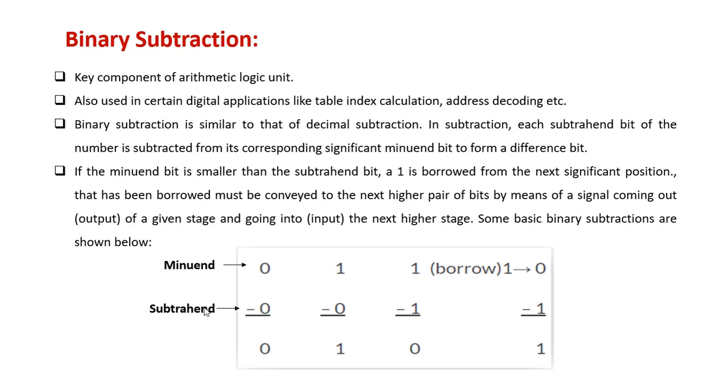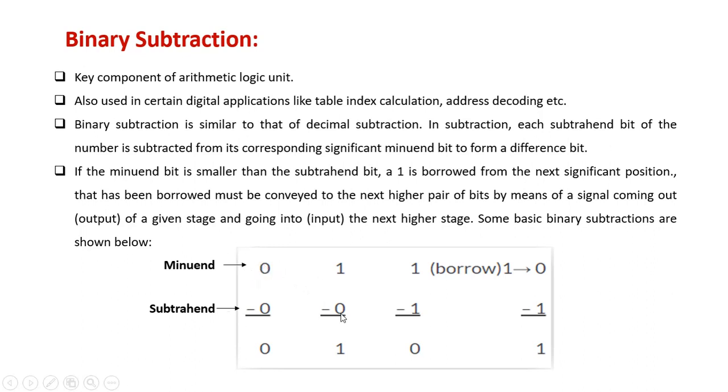Now, binary subtraction is similar to decimal subtraction. Like in decimal subtraction, we have a minuend, and from that we have to subtract the subtrahend. If this minuend is smaller than the subtrahend, then we require a borrow. Similarly, in binary subtraction, if the minuend is smaller than the subtrahend bit, a 1 is borrowed from the next significant bit. That means if at this stage we require a borrow, we will borrow it from the next significant position, and this borrow must be conveyed to this higher pair of bits.